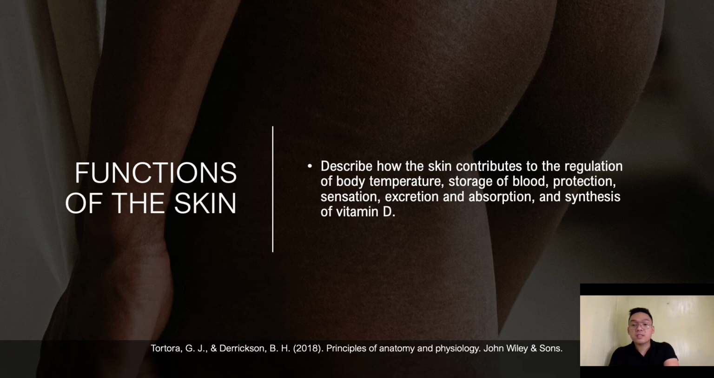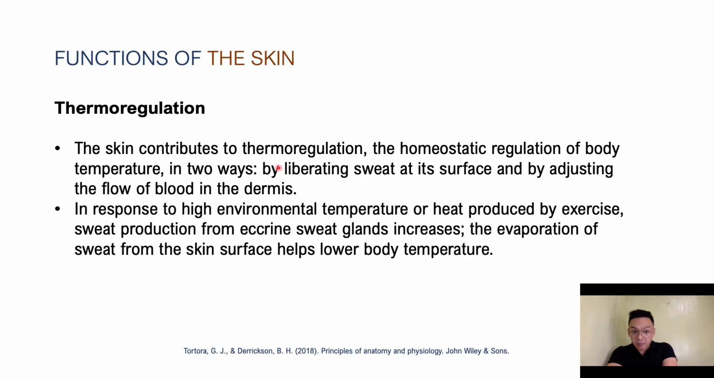Now we'll just have a review on the functions of your skin as we have described in the first few slides, which is thermoregulation. This is homeostatic regulation of your body temperature. They liberate sweat at its surface and adjust the flow of blood in the dermis. In response to high environmental temperature or heat produced by exercise, sweat production of your eccrine sweat glands increases. The evaporation of your sweat from the skin surface also helps to lower body temperature.